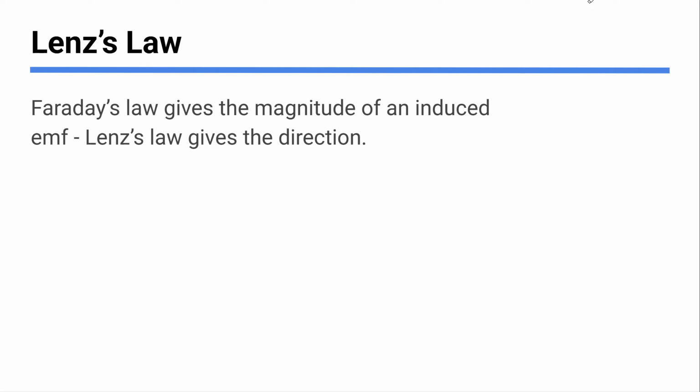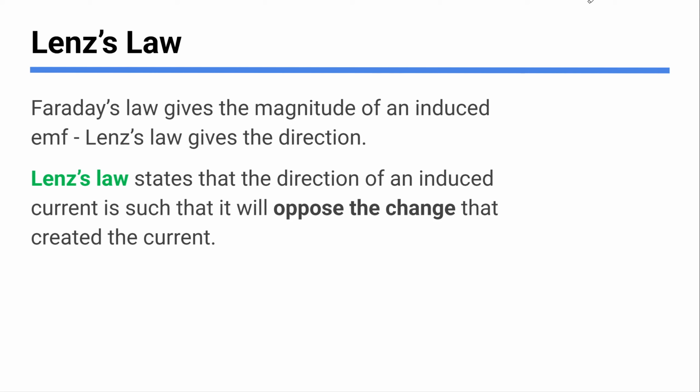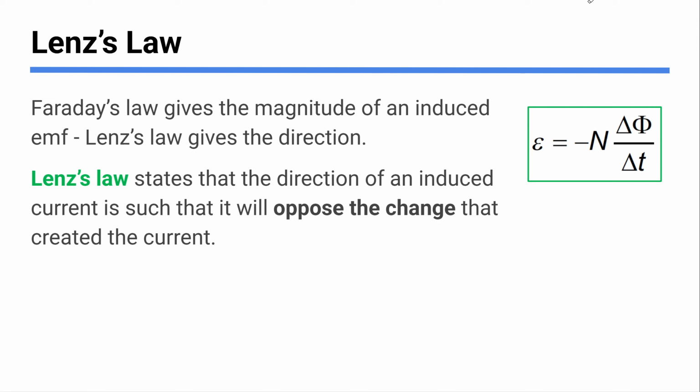So let's get an official rule out of this. So far, we talked about how you find the size of an induced EMF, and that was Faraday's law. Faraday's law only gives the size. Lenz's law gives the direction. And here is Lenz's law. Lenz's law says the direction of your induced current is such that it will oppose the change that created the current. All of this stuff comes from a change in magnetic field, a change in magnetic flux officially. So Lenz's law says whatever changing flux creates this EMF, the induced current is going to oppose that change. So we'll have to look at what this means, because that's a kind of confusing statement.